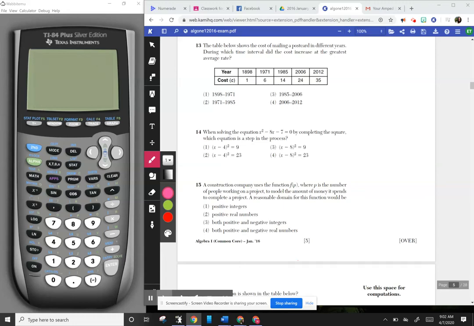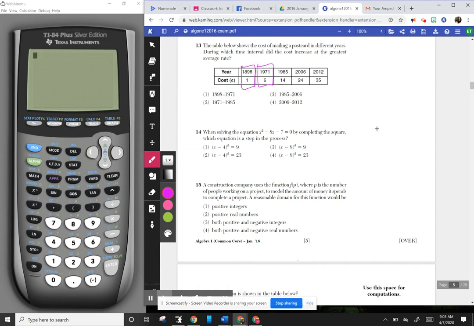Today we're going to do questions 13 through 24 of the January 2016 Algebra 1 Regents. So question 13 says, the table below shows the cost of mailing a postcard in different years. During which time interval did the cost increase at the greatest average? Okay, so they give us 4 time intervals, meaning that for each interval, we need to test what the rate of change was. So the first interval we're going to look at is 1898 to 1971.